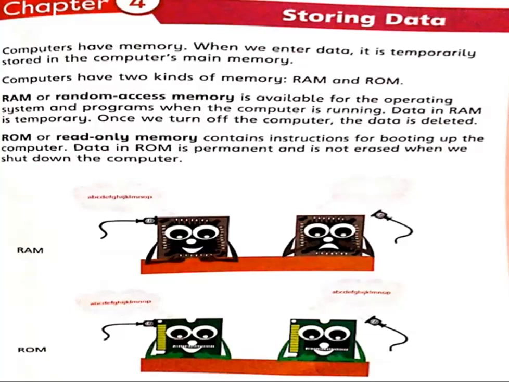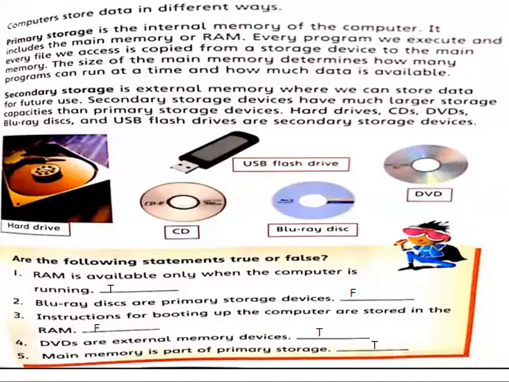So next, open page number 29 of your book. Next, we will learn about the storage devices of the computer. So what is the meaning of storage? Storage means the action or the method of storing something now for future use. So computers store data in different ways. There are two ways. One is primary storage and the other one is secondary storage.